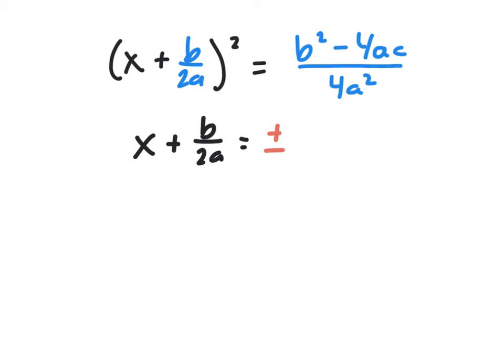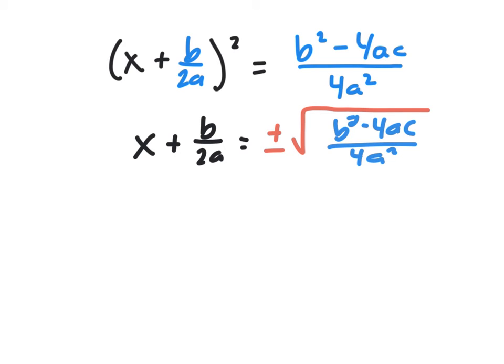We use radical signs to solve for that. And remember, we don't know if it's going to be the positive square root or the negative square root. So we've got to take the square root of the whole doggone thing, b squared minus 4ac over 4a squared. And then we're square rooting the whole thing.